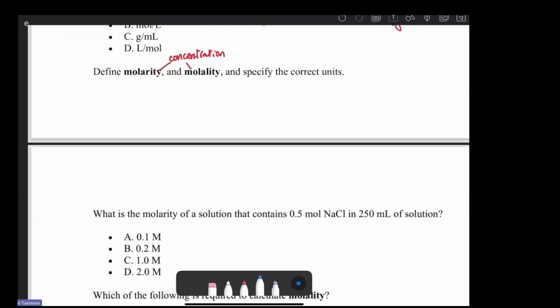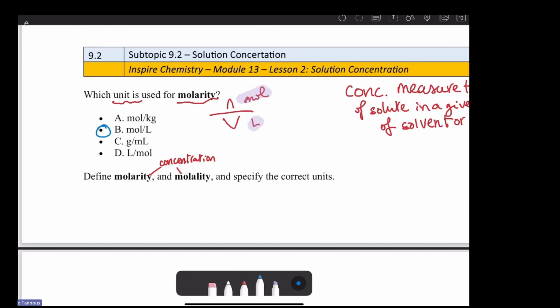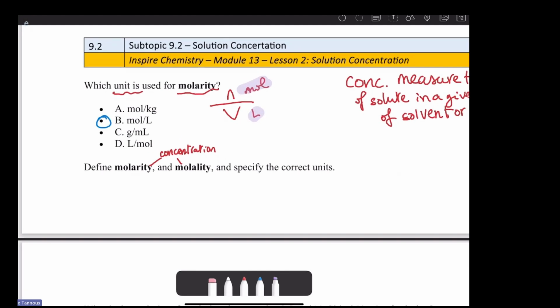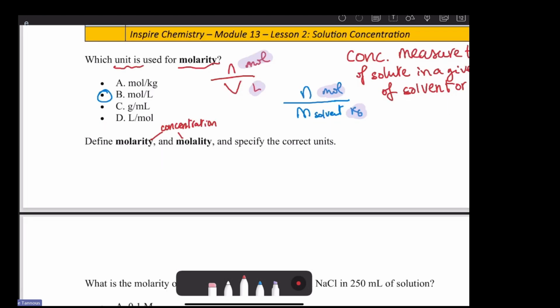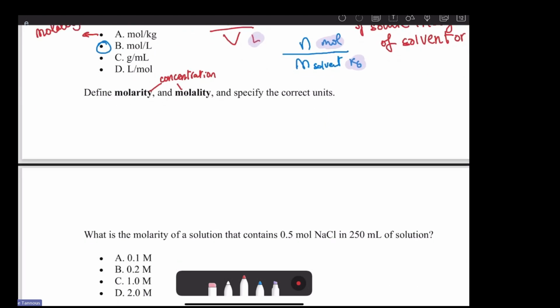Now, the molality is again moles of solute, but this time over the mass of solvent in kilogram. The mole is in mole, and the mass of the solvent, like the mass of the water, is in kilogram. So the unit is mole per kilogram. This one is for molality. Now, whenever you are asked to write the definition, just go with the formula.